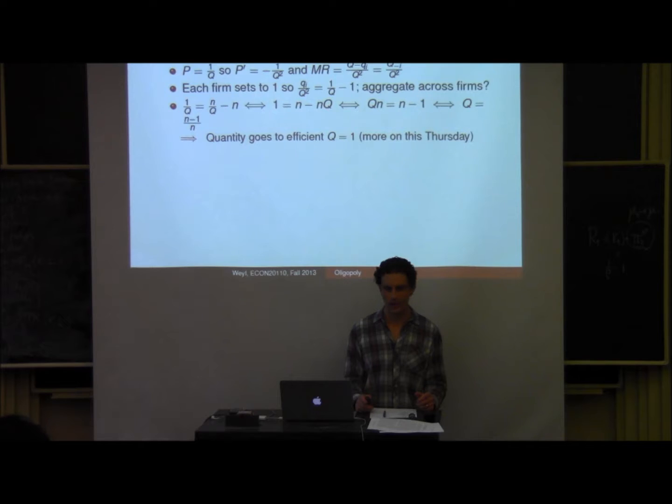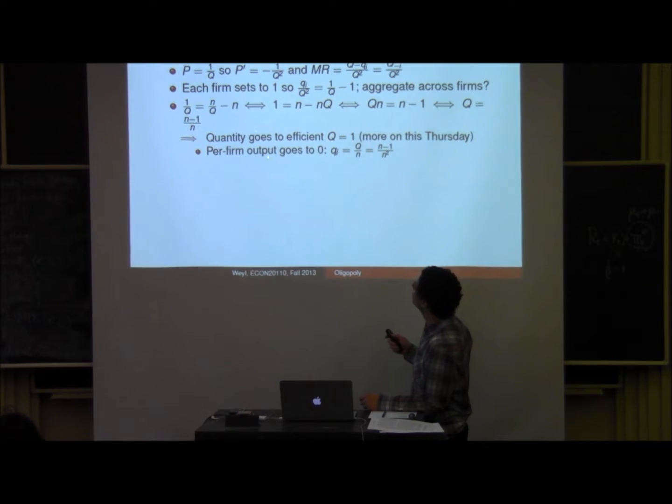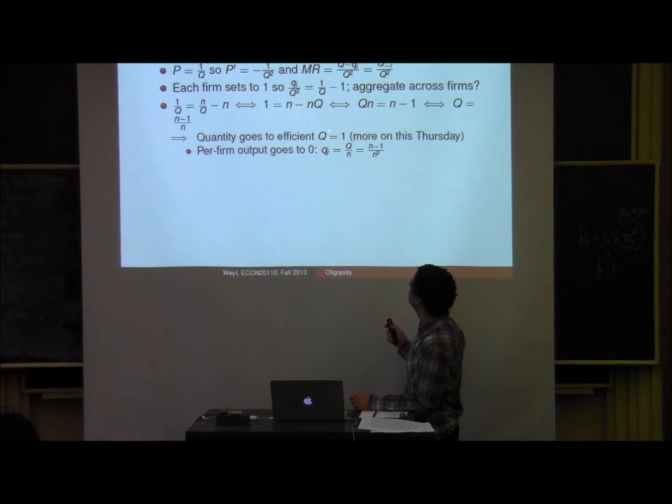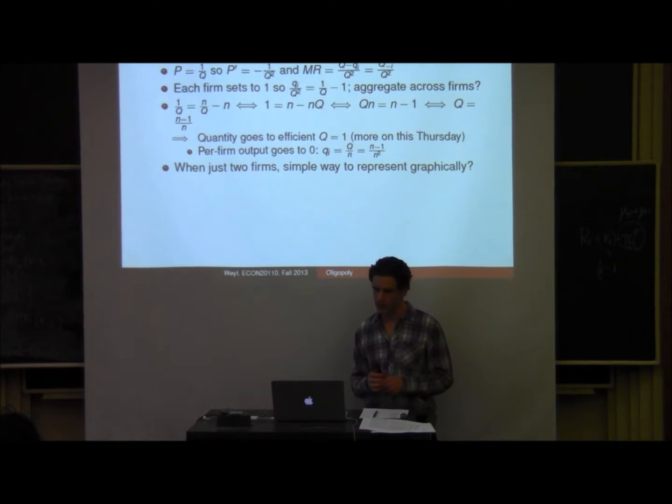And we'll talk more about that on Thursday. And also notice that the per firm output is going to go to 0, right? Because QI is equal to capital Q over n, which is equal to n minus 1 over n squared, which goes to 0, right? Okay, now when there are just two firms, there's an easy way to represent this graphically.